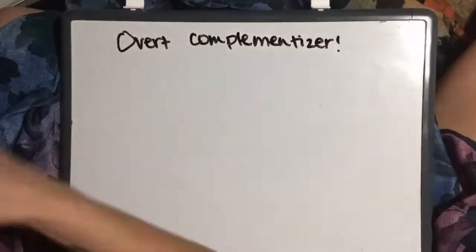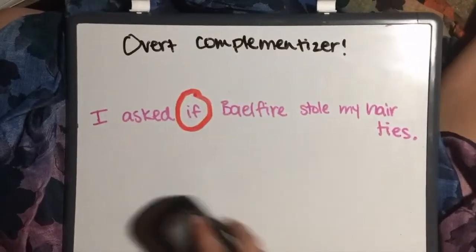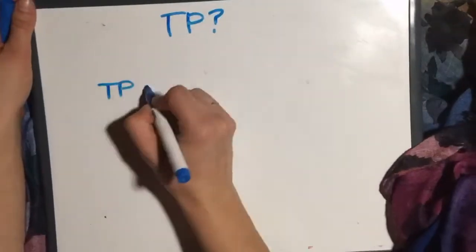More evidence is the overt complementizer "if" that can be found when you embed a question in another clause. "I asked if Bellfire stole my hair ties."